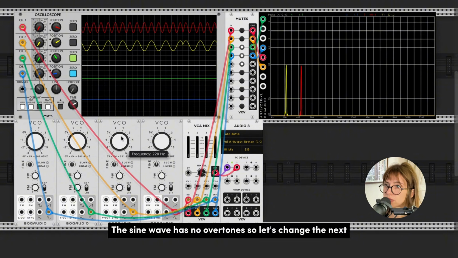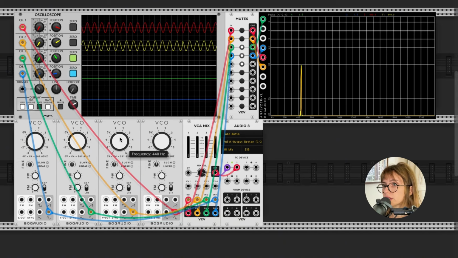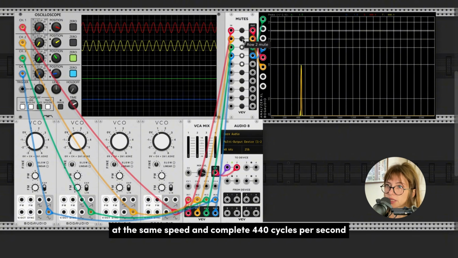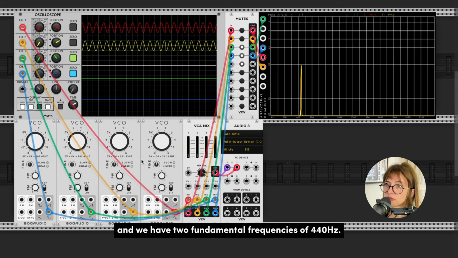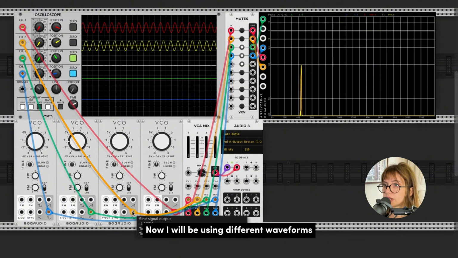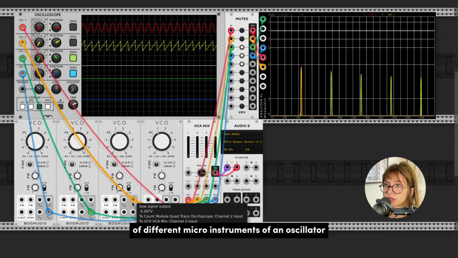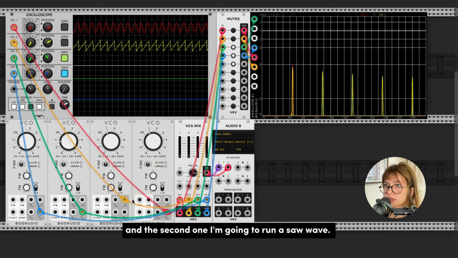The sine wave has no overtones, so let's change the next oscillator to the same pitch of 440 Hz. So now we have two waveforms that run at the same speed and complete 440 cycles per second, as we already know, and we have two fundamental frequencies of 440 Hz. Now I will be using different waveforms, which for now you can think of as a different micro instrument of an oscillator. So let's have a look. I will keep the sine wave on, and the second one I'm going to run a saw wave.